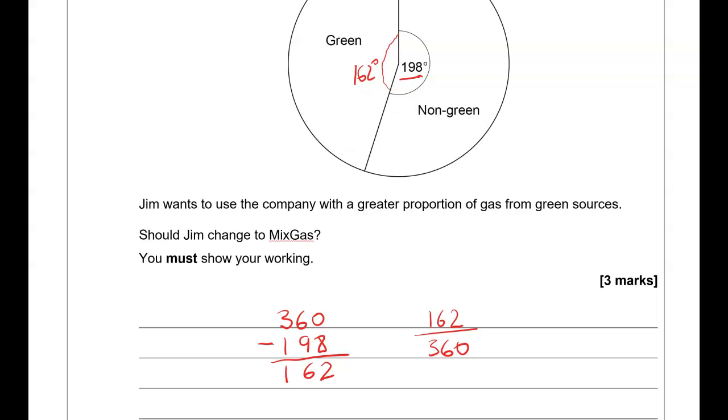So practically, in the calculator, you're doing 162 divided by 360, which gives us 0.45. And that is the same as 45%. You could multiply it by 100 if you like, or just think of it like if it was money. That would be how many pence in a pound, so 45 pence in the pound, and that's 45%.